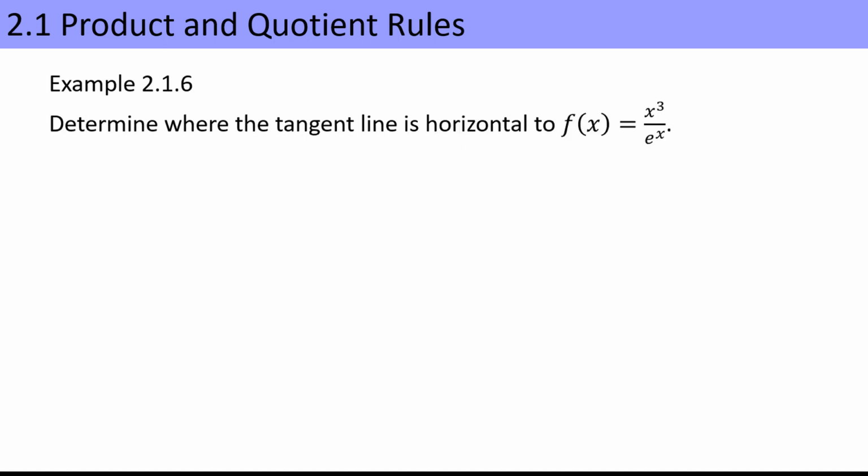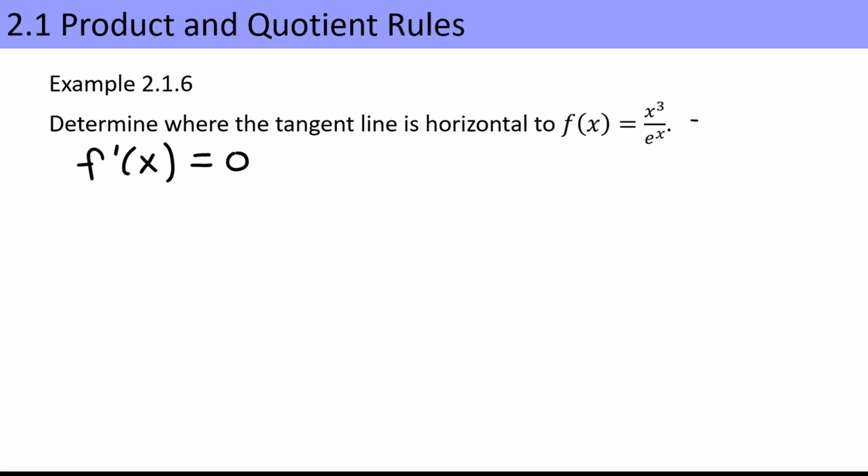Example 2.1.6. Determine where the tangent line is horizontal to f of x equals x cubed divided by e to the x. In order to determine where the tangent line is horizontal, we need to find where the slope equals 0. We find the slope function, or the derivative to find the slope, and then we set that derivative function equal to 0. That gives us the horizontal. So let's find the derivative.